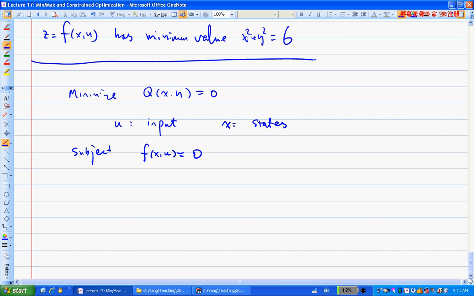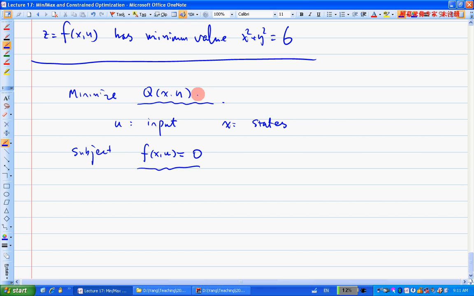Sorry, there's a mix-up here. This is our system. U is input, and we're not minimizing this guy to 0. Just minimize this function here. Maybe this is just simply 1/2 u squared, for example.